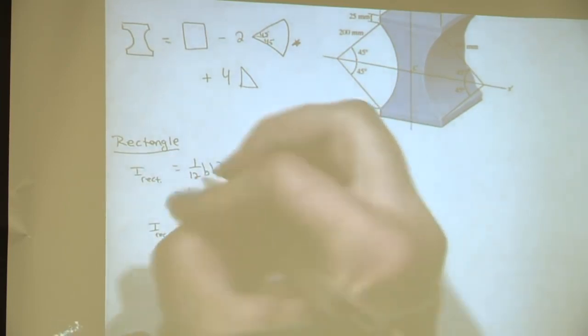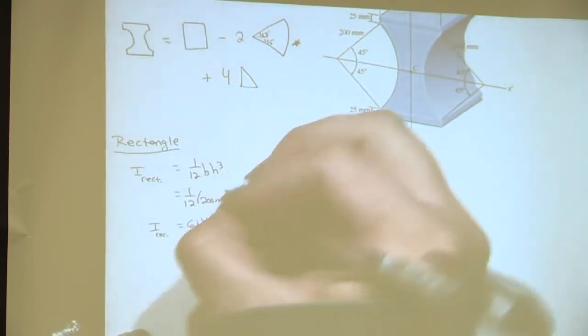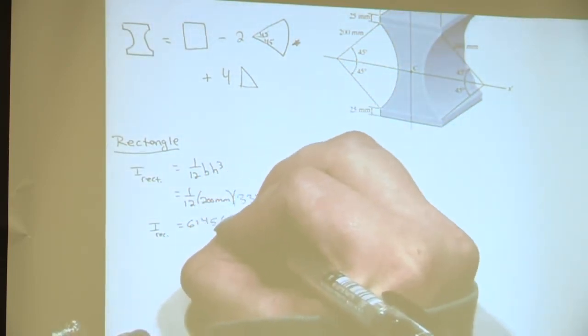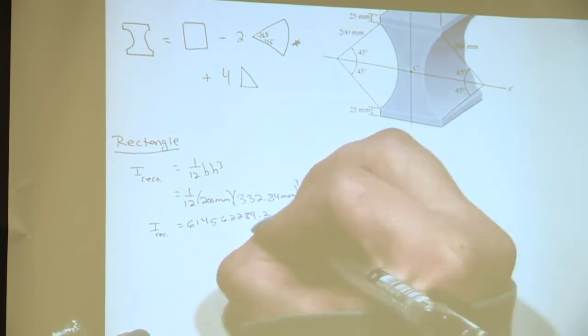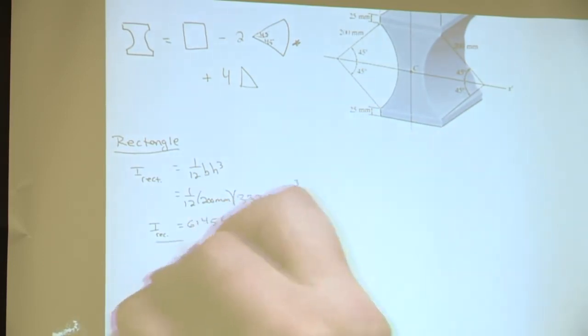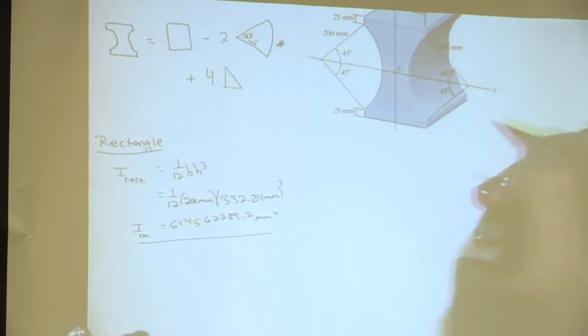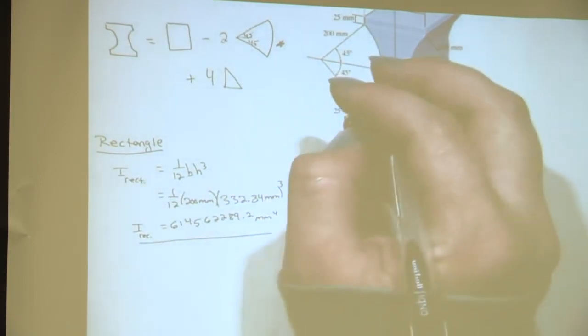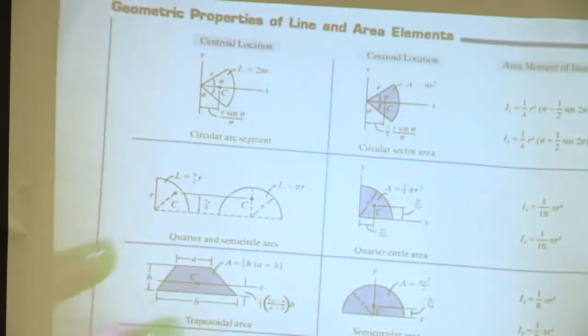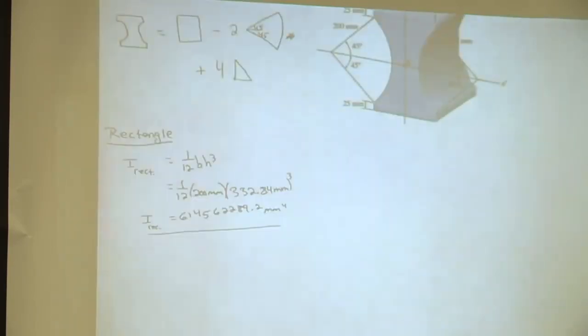A big number. Yeah, so I'll just go ahead and write it out. So something like that. Okay, now we're done with the rectangle. Let's go to this type of shape right here. They call it a circular sector area, so we're just going to call it sector.